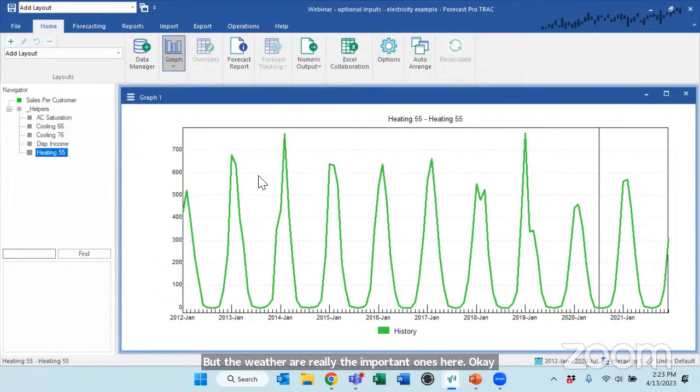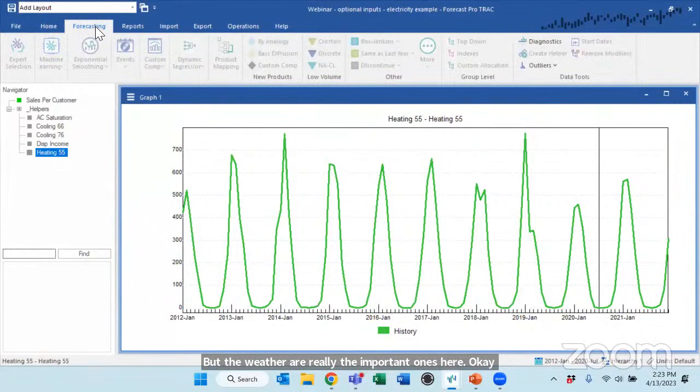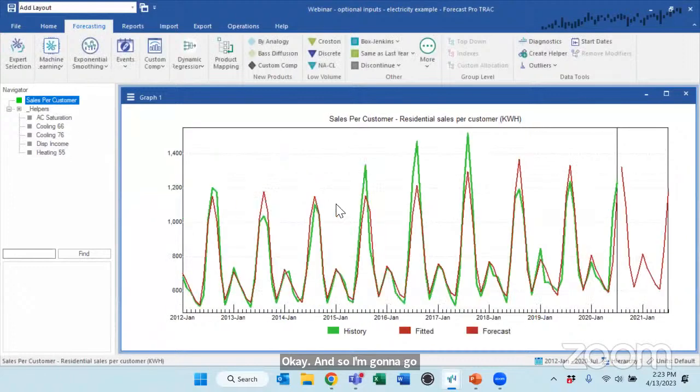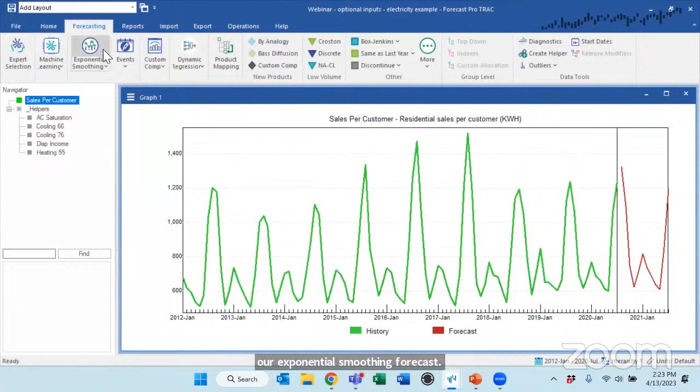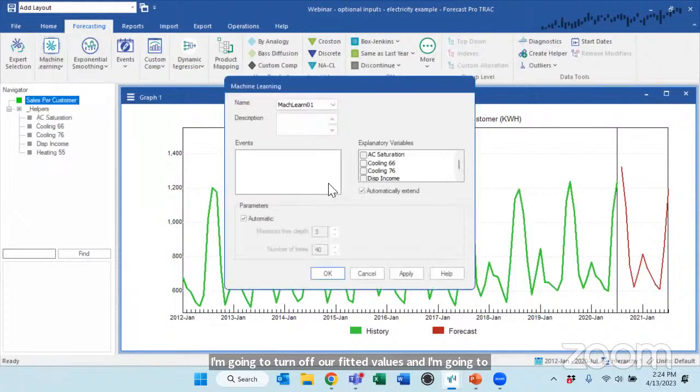Okay, so let's start by saying, how do we use this in machine learning? Here is, again, our exponential smoothing forecast. I'm going to turn off our fitted values, go into machine learning, and go into manage. You'll notice I've got all my explanatory variables here. We want to save some time for Q&A, so I'm going to do this pretty quickly. I'm just going to add everything and let the machine learning algorithm figure out what's important. Okay, so I'll go ahead and click OK.